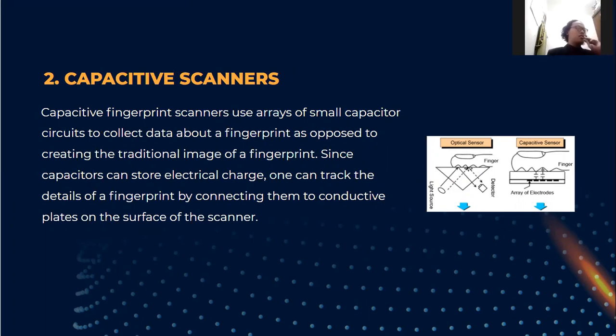The second type of fingerprint scanner is capacitive scanners. Capacitive fingerprint scanners use an array of small capacitor circuits to collect data about a fingerprint as opposed to creating the traditional image of a fingerprint. Since capacitors can store electrical charge, one can track the details of a fingerprint by connecting them to conductive plates on the surface of the scanner.